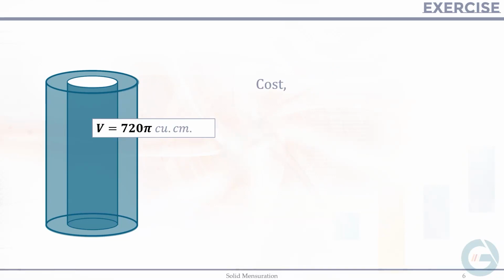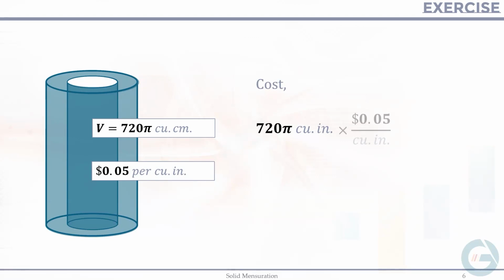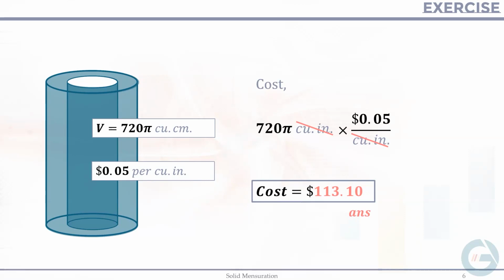So as given in the problem, the cost of building this hollow cylinder is $0.05 per cubic centimeter. So we just need to multiply the volume, which is 720 pi, to the rate, which is 0.05 per cubic centimeter. Okay, so check the denominator. So we have cubic centimeter and the volume is cubic centimeter. So these two will be cancelled out. So 720 pi times $0.05 will give us the cost of building this hollow cylinder, which is $113.10. So this is the final answer for this problem, and see you on the next exercise.